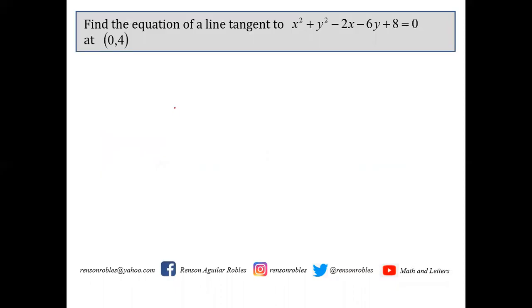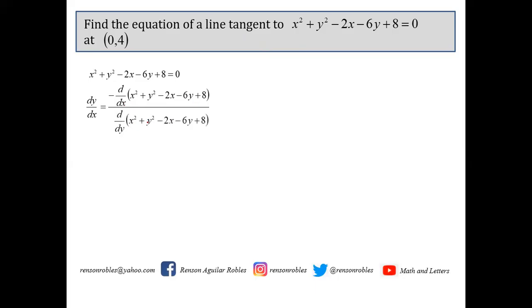Another one, if we wish to find the equation of a line tangent to x squared plus y squared minus 2x minus 6y plus 8 equals 0 at the point (0, 4). And this point (0, 4) is our point of tangency. And since we are given an implicit function, then to get the slope of the tangent line, we must use implicit differentiation. So we shall have dy/dx equals negative the derivative of x squared plus y squared minus 2x minus 6y plus 8 with respect to x, all over the derivative of x squared plus y squared minus 2x minus 6y plus 8 with respect to y.